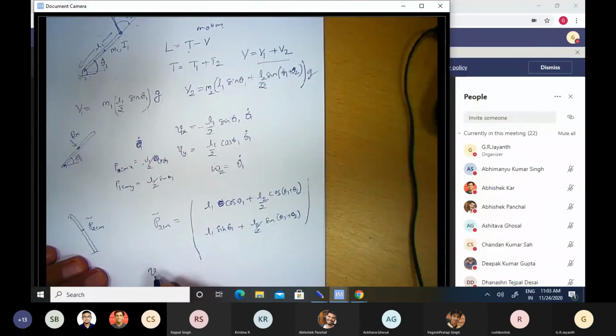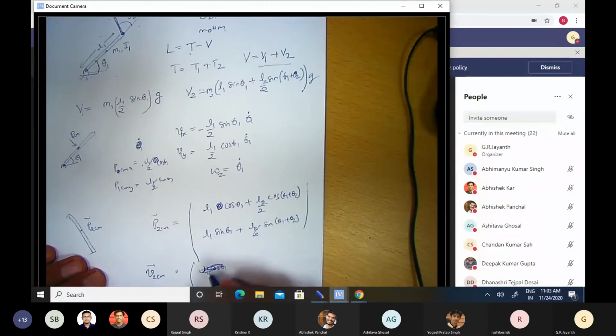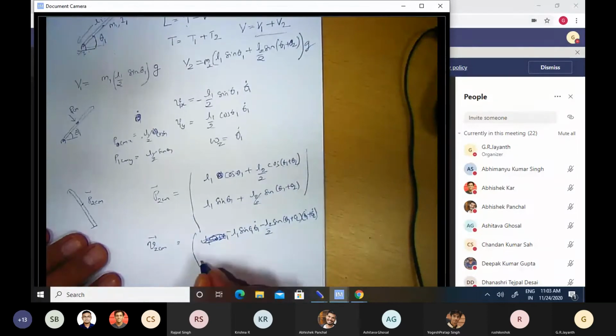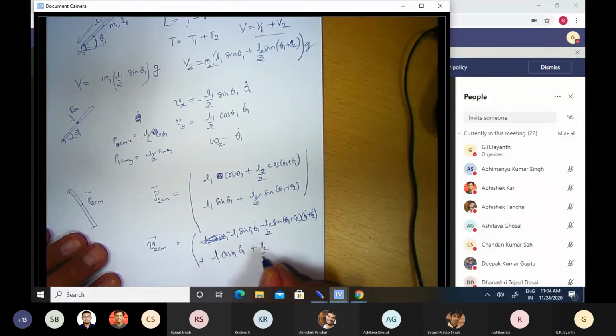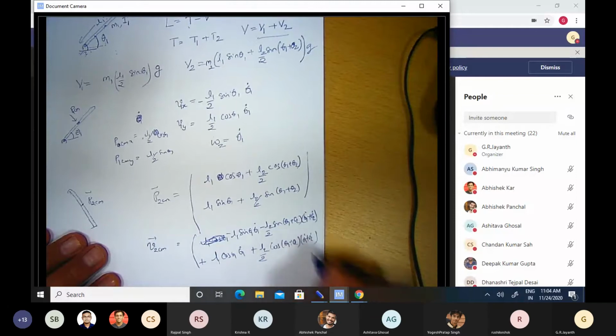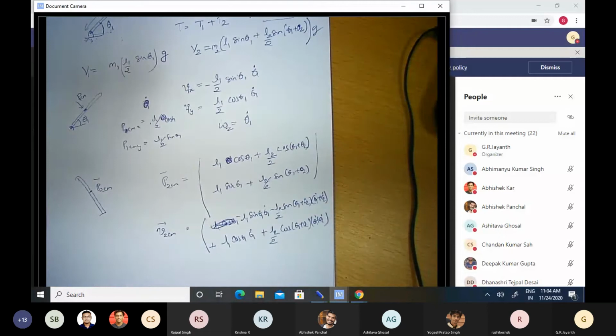So the velocity of the center of mass, if I differentiate both these things, will be of the kind minus L1 sine theta 1 theta 1 dot minus L2 by 2 sine of theta 1 plus theta 2 times theta 1 dot plus theta 2 dot, right? And likewise, the second entry will be plus L1 cos theta 1 theta 1 dot plus L2 by 2 cos of theta 1 plus theta 2 times theta 1 dot plus theta 2 dot. Any questions about this?